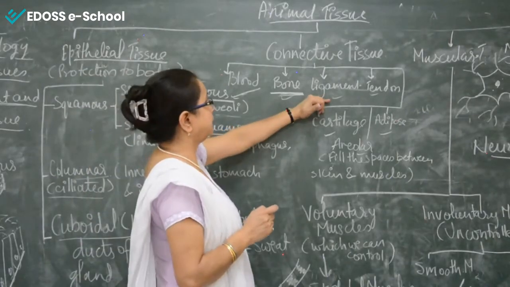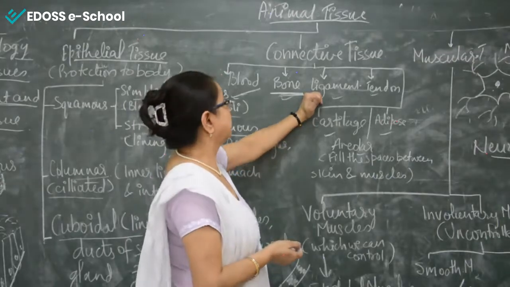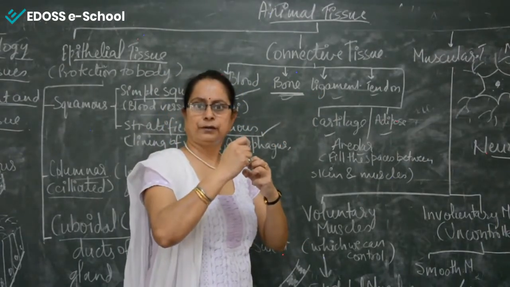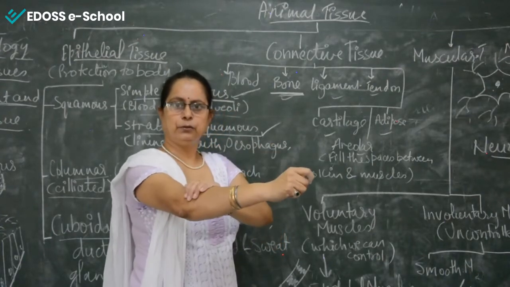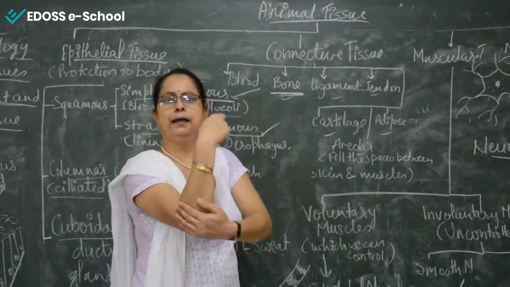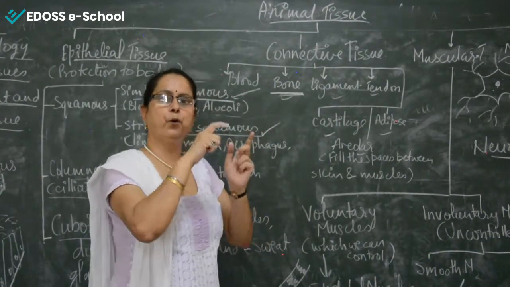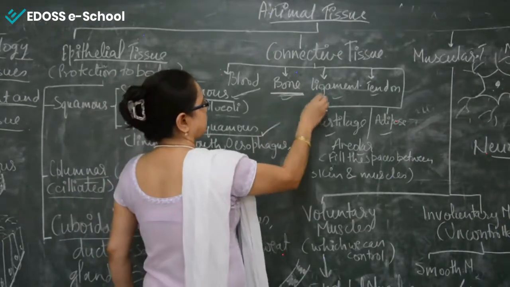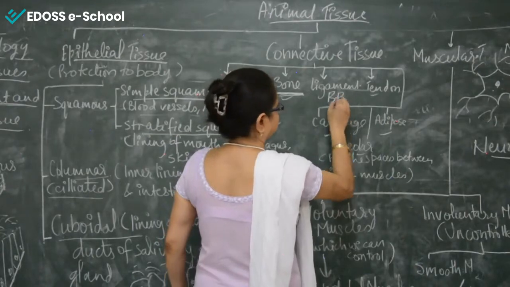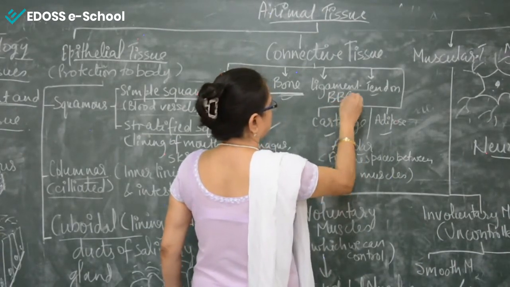Now next is ligament. What is ligament? Ligament is the connective tissue that joins bone to bone. Like this is a bone and this is a bone. So how are they joined? They are joined by a ligament. The main function of ligament is to join bone to bone. In short, this can be remembered like BBC, that means bone to bone connection.